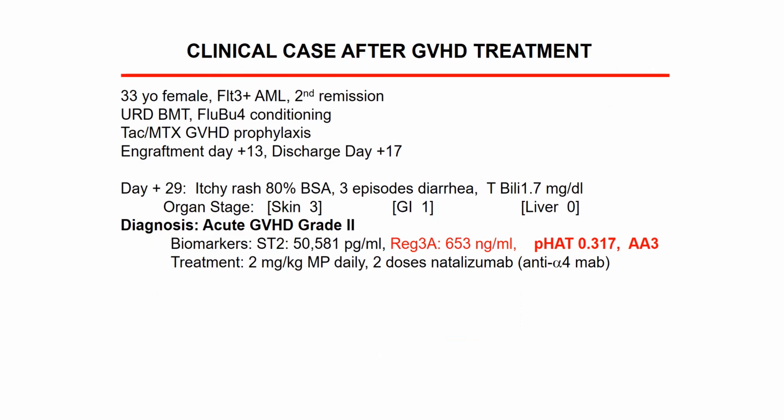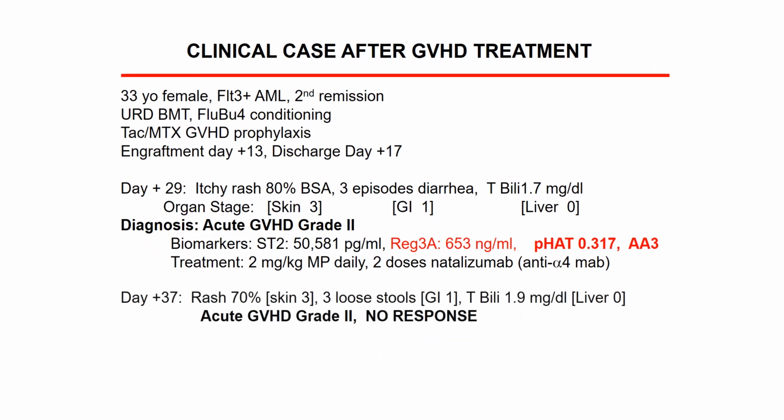Okay, so this is our patient. We'll imagine that he had high-risk markers at the start, and that he went on to the natalizumab trial that I just showed you. But when he comes back 8 days later, he's still got his rash. He's not had any change in his diarrhea, and his bilirubin has actually moved up a teeny bit, but not enough to make him a liver stage 1. So technically speaking, he is a non-responder clinically because there's been no movement of his clinical manifestations.